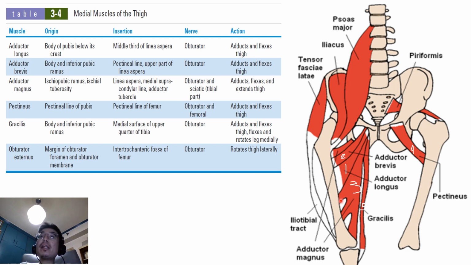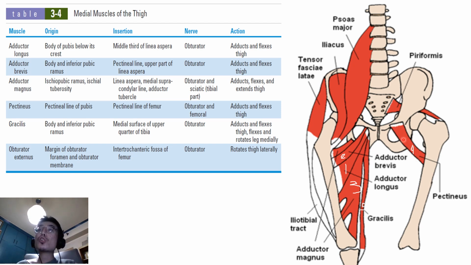It is innervated also by the obturator nerve, and aside from the obturator nerve, by the sciatic nerve as well. It adducts the thigh, it flexes it as well as extends the thigh. Moving now to our fourth muscle, better seen here on the contralateral side because it is deep to all of the adductors, is the pectineus.